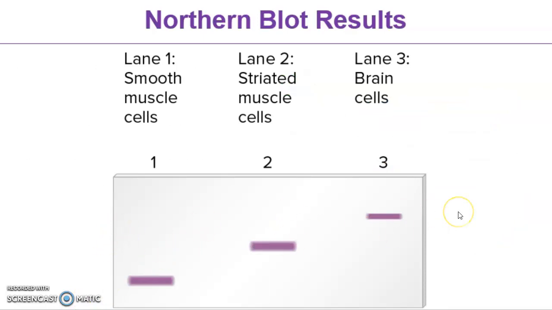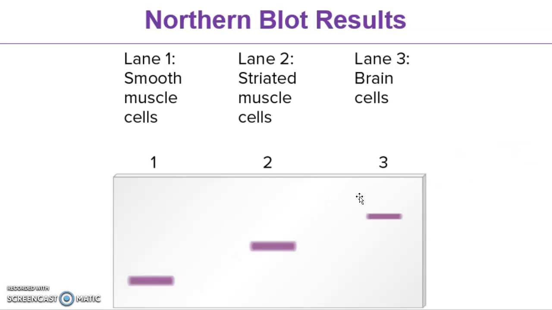This is Northern blotting. This is looking at tropomyosin. And we see that different cells have different size and quantity of tropomyosin. And so if you look at the size of the band, you see that there's more in muscle cells than in brain cells. But you also see that they are different sizes. Okay, so the further down they are, and then the higher up, this is showing you that there is a change in size.